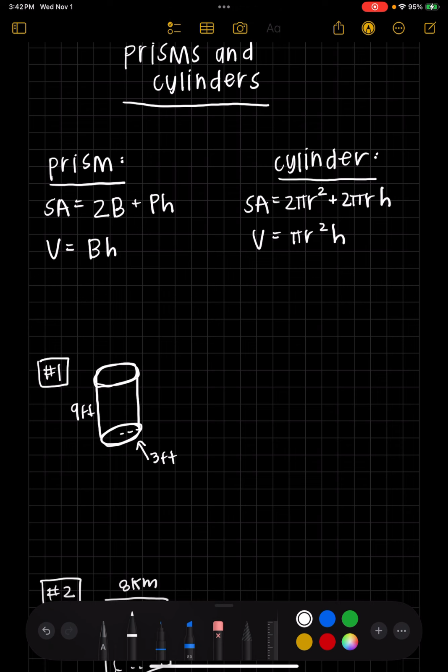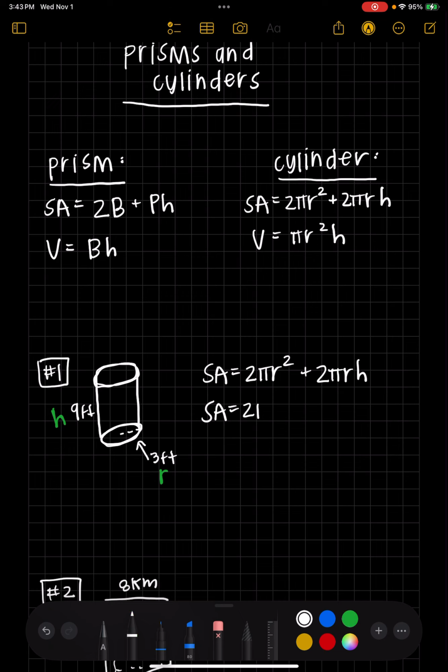So the first question is asking us to find the surface area. And it's a cylinder. We know it's a cylinder because it has those circular bases. So we're going to say that the surface area is equal to 2 pi r squared plus 2 pi r h. And we're going to replace the r with the radius of the circle. Remember, the radius is going from the middle of the circle to the edge. It already gave us the radius as 3. Let me draw. This is your radius right here, and this is your height. The height stands for the height of the prism, or how tall it goes.